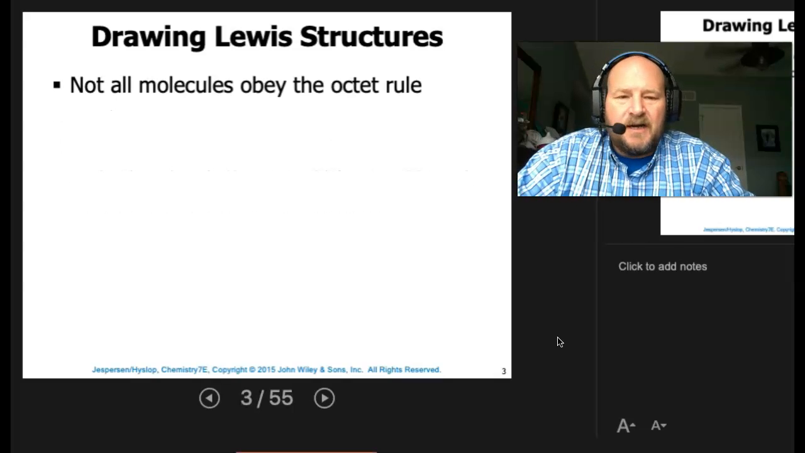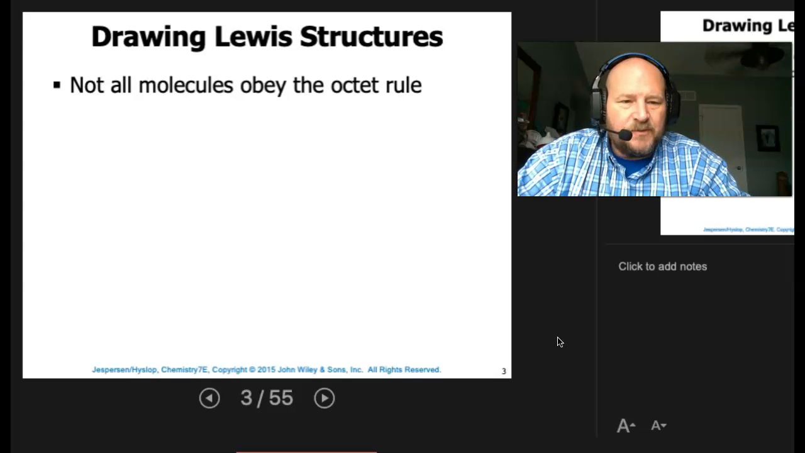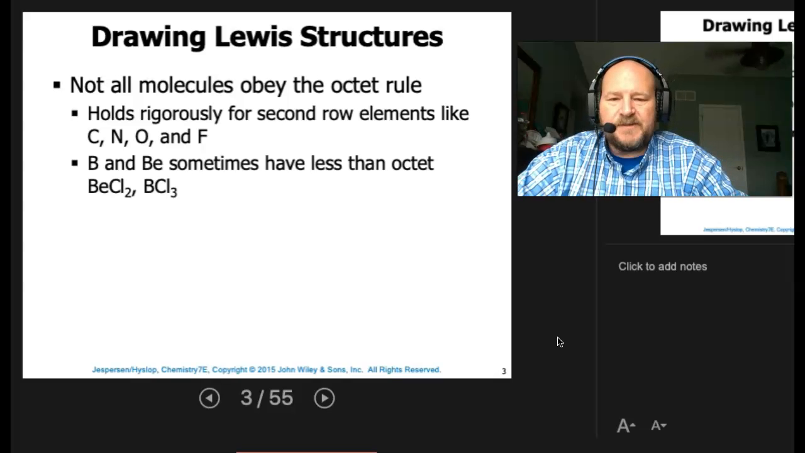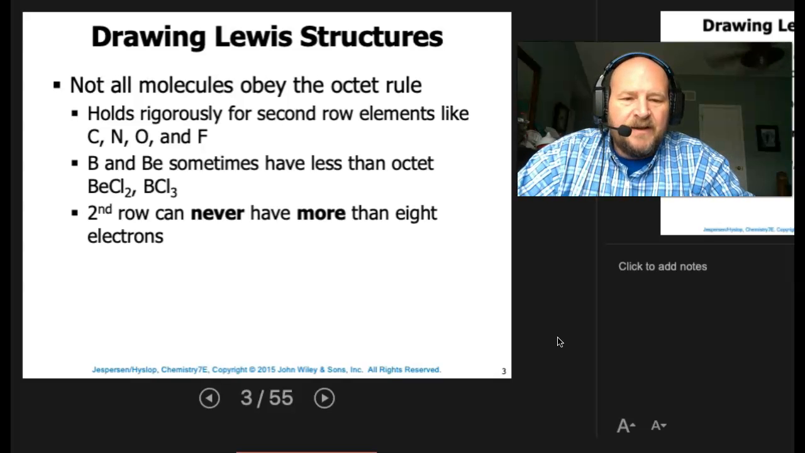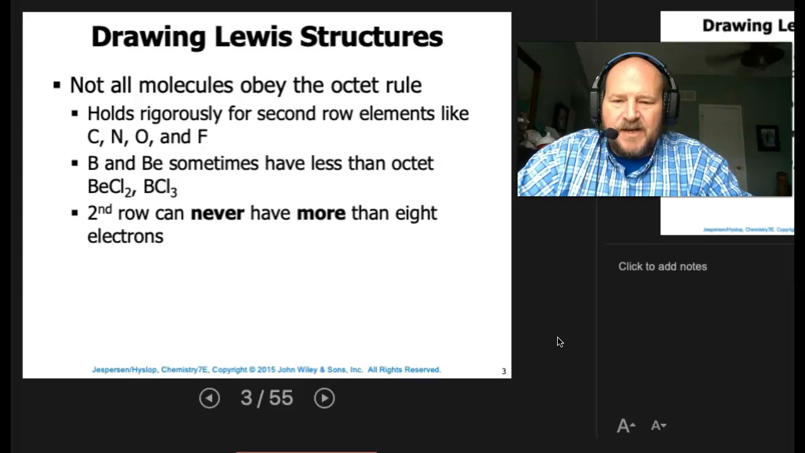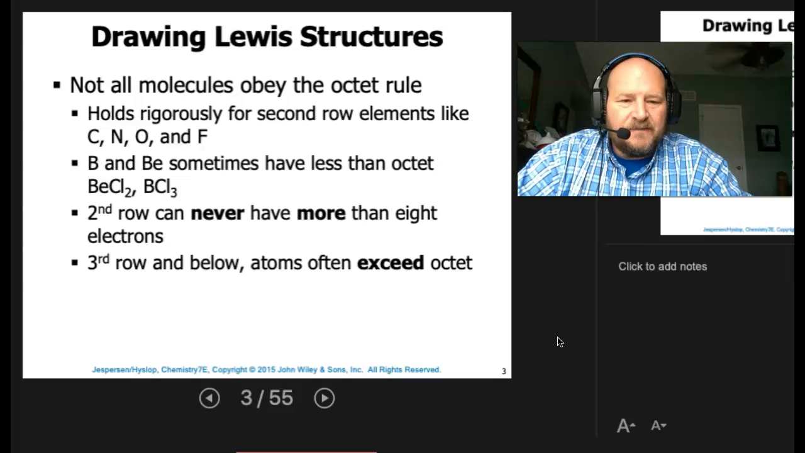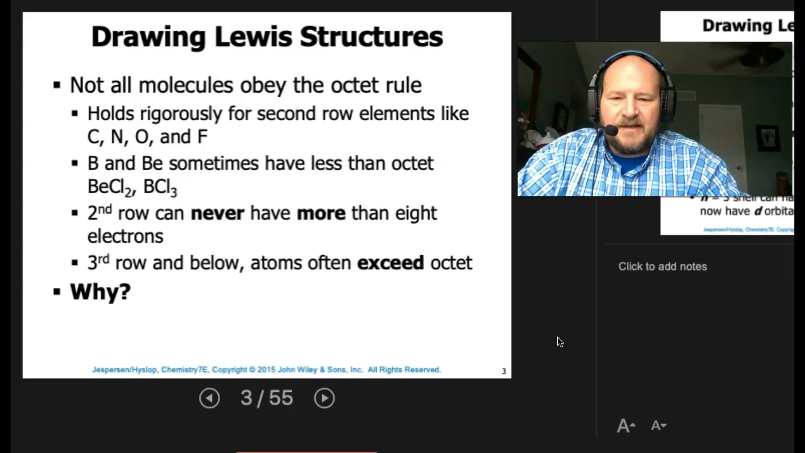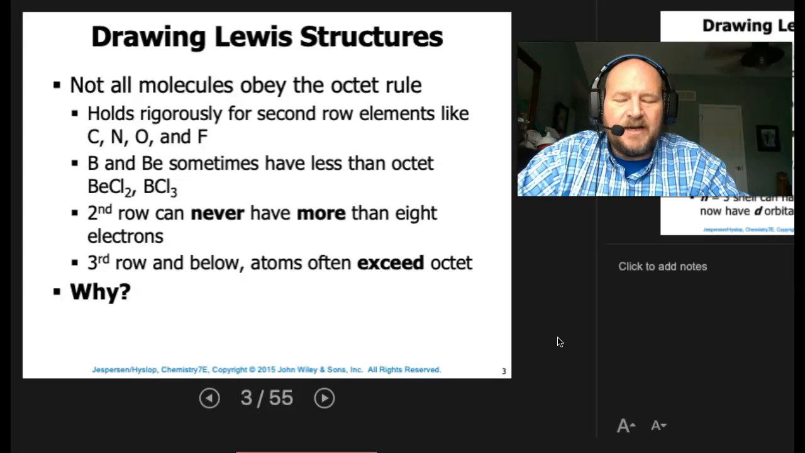And so the first thing we're going to say is not all of the molecules are going to obey the octet rule, but for the ones that are in the group 1A through 8A, these will work out pretty well most of the time. Boron and beryllium will sometimes have less than an octet. Once we get to the second row, we can never have more than 8 electrons. However, once we get to the third, we'll start to see we can exceed that octet. And of course, we're going to discuss why.